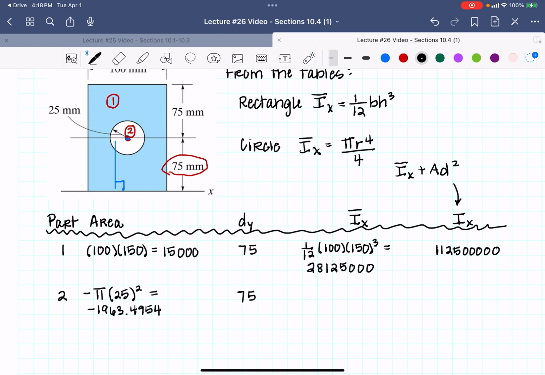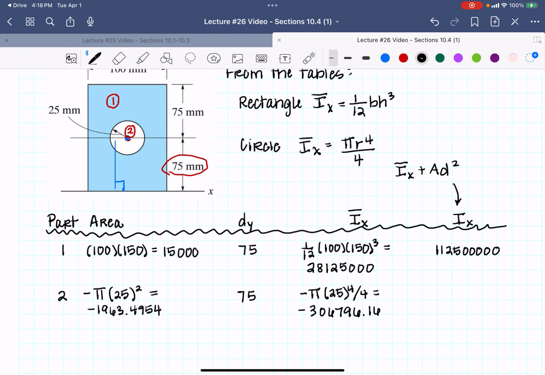So now I can plug in my I of x, which is pi times r to the 4th over 4, which remember, it is going to be negative again. So negative pi times 25 to the 4th over 4, which equals negative 306,796.16. The reason it's negative is because we're taking that away.